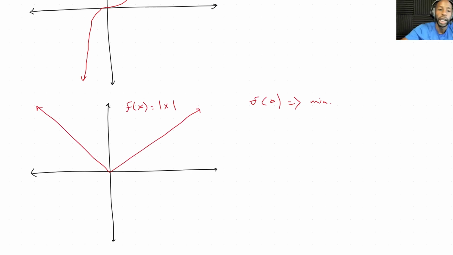The derivative, if you look here, you remember the derivative is a slope. If you take the derivative as you approach from this side, all along here the derivative is going to be negative. And then along here, it's going to be positive. So in other words, the derivative at this point does not exist. The derivative doesn't exist at this point. Okay. So f prime of 0 does not exist.